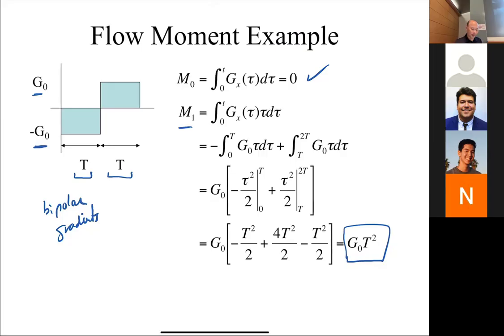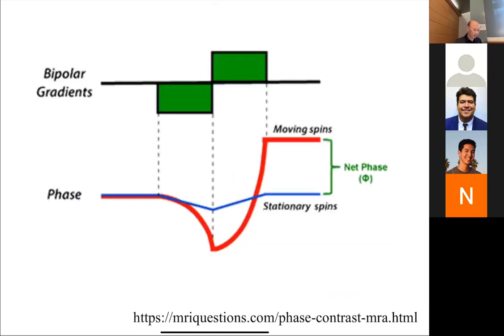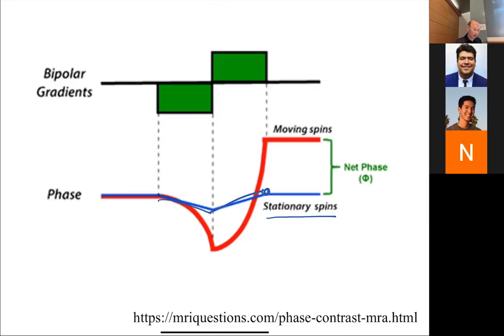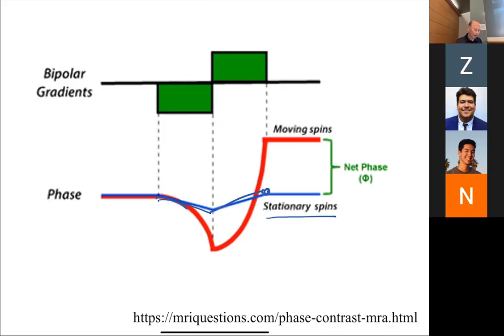The nice thing in MR is we control both of these. User control. So we can set the first order moment by setting the gradient and also how long it's played out for. This is an example of what the phase looks like. If I have a stationary spin, it accumulates phase, but then I refocus it, so at the end of those pulses I have zero phase. Here, I'm accumulating negative phase, but then I overcompensate and accumulate much more positive phase than I need, and so I end up with a net phase. That's the picture we looked at before.